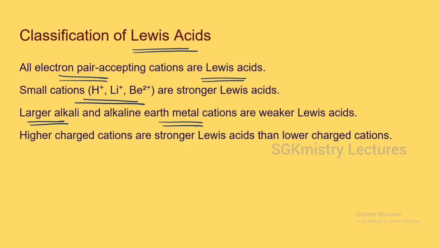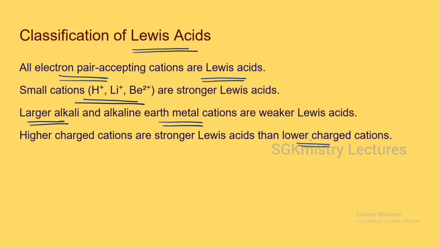Next, the higher charged cations have a higher tendency to accept electrons when compared to the lower charged cations. So these are the different factors that have to be kept in mind when we are deciding which cations can act as better acids.